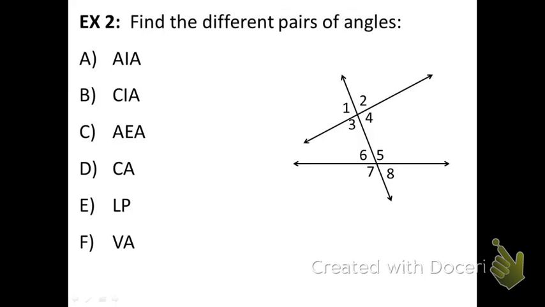Okay, example 2 says find the different pairs of angles. So first one, AIA, those are alternate interior, so we have to be between our lines and on alternating sides. So we would say 3 and 5 would be one pair, and then on alternate sides you can see that 4 and 6. Sometimes I say that it looks like they form an S.